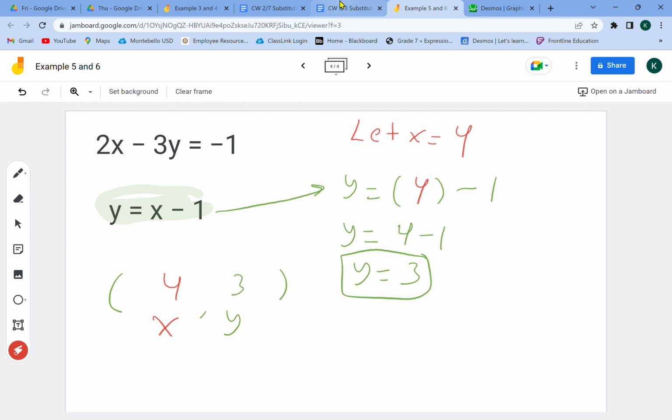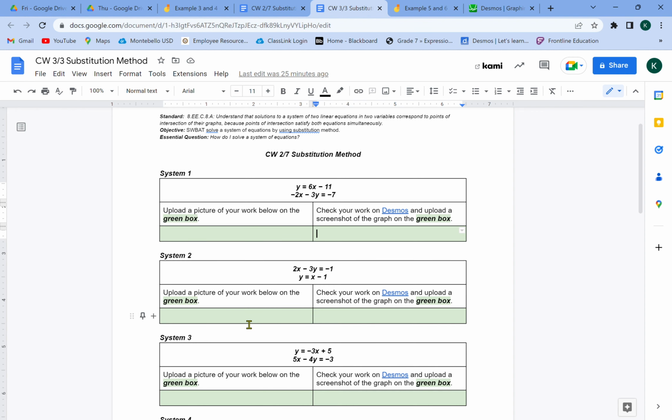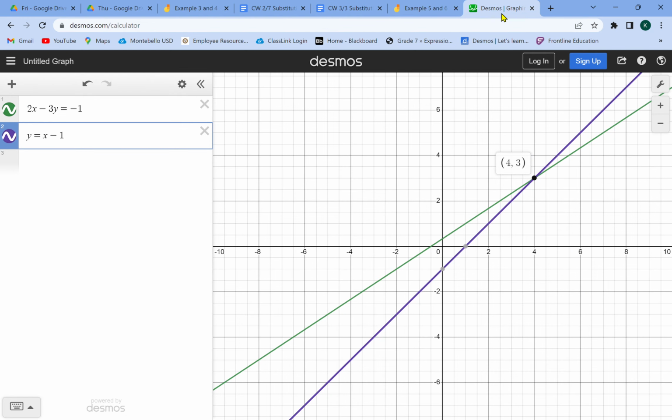Again, upload a picture of your work right here and then take a screenshot. Make sure this is visible and submit it here.